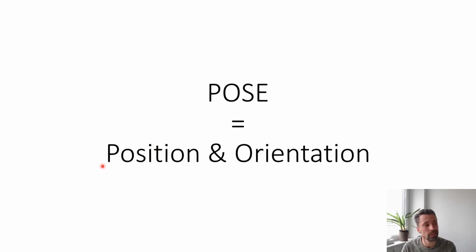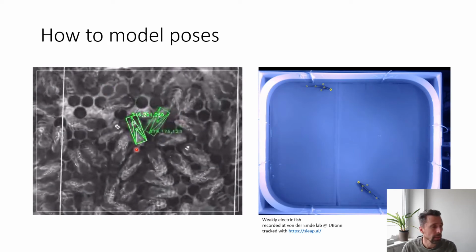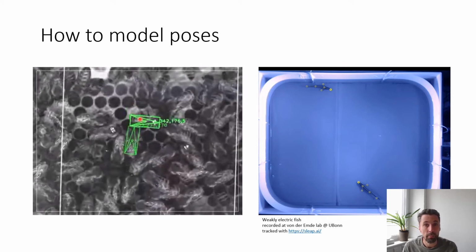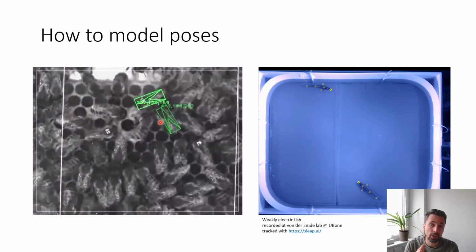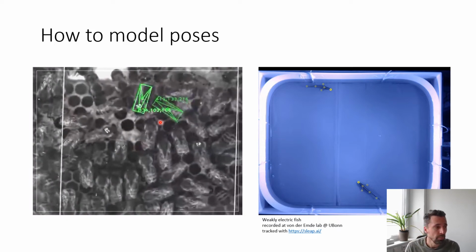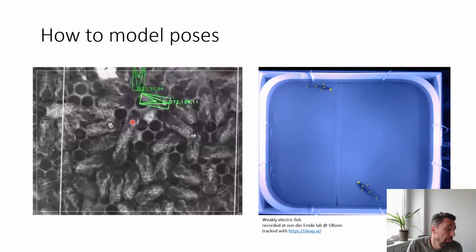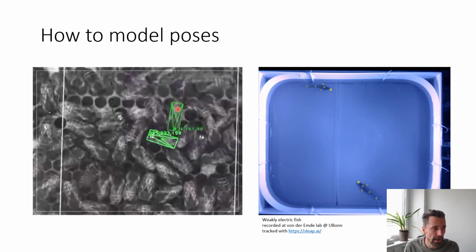Pose means position and orientation, but it comes in a variety of flavors. For example, in my lab, we track bees, and we often do that only with a position in 2D, that's the center point here, and an orientation. So it actually has three parameters, right? The width and height of those boxes are always constant. So we have a three-dimensional state space.